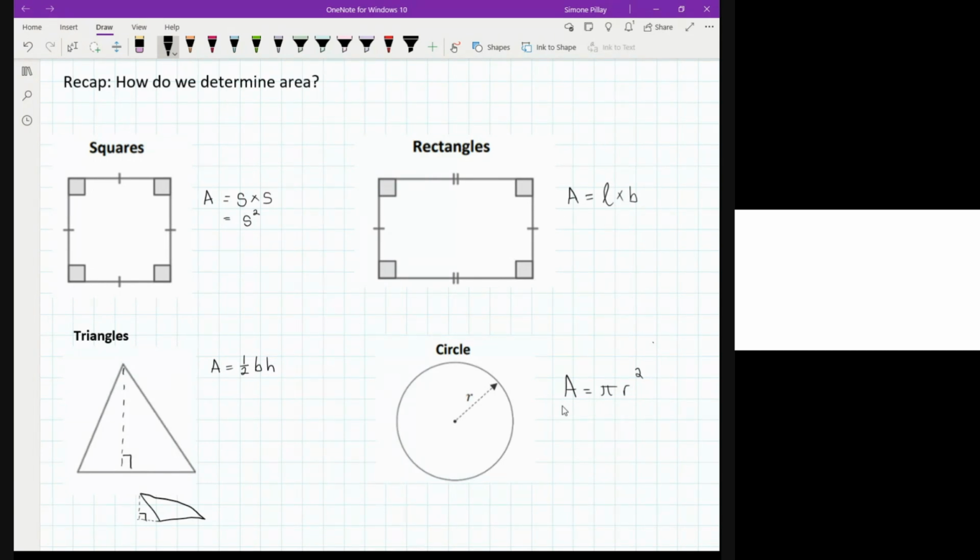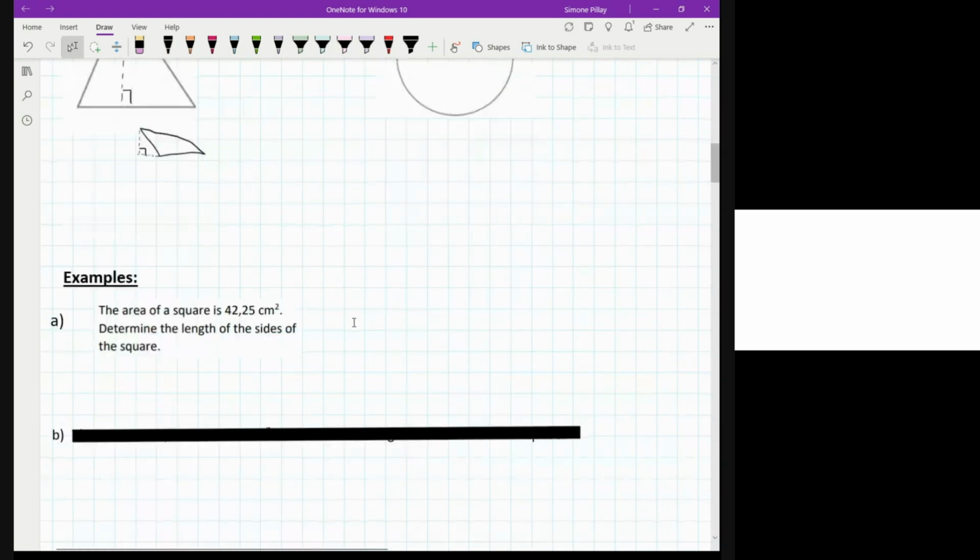Cool. So are we all comfortable with using these formulas? I would hope so by now that we're all comfortable with these. Let me know if you're still struggling with one of these formulas. Also, let me know so that we can talk about it. Okay, cool. Let's move on.